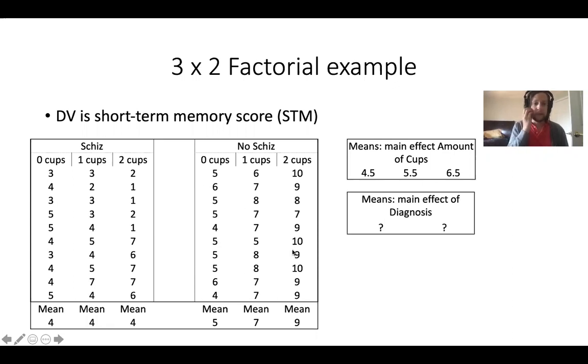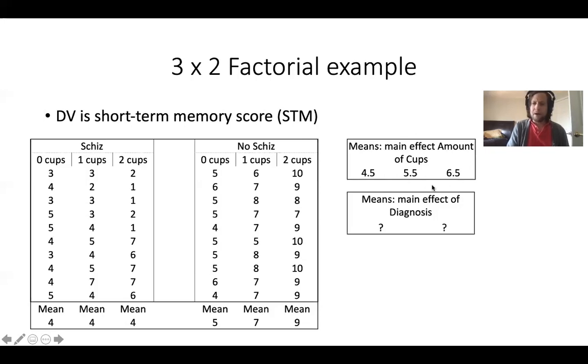So our 2 factors are type of diagnosis and amount of cups of coffee. Our dependent variable is these scores in the middle, which we'll call something like short-term memory score. And then here are the means of each of our 6 conditions. For the main effect of amount of cups of coffee, there are 3 means that are compared. This one, and this one.